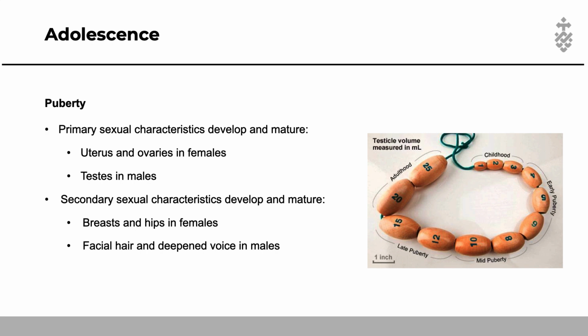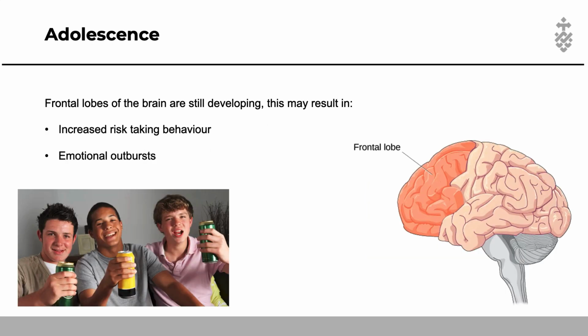So we have the maturation of the uterus and the ovaries in girls and the testes in males. And we also have the development of secondary sexual characteristics like the development of breasts, hips, pubic hair, facial hair, deepened voices for males. So during adolescence, the brain is still developing. In particular, the frontal lobe of the brain continues developing through adolescence.